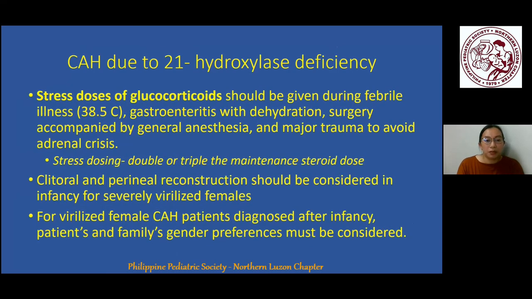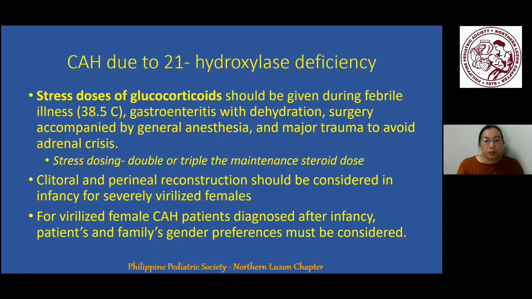Stress doses of glucocorticoids should be given during febrile illness and during gastroenteritis with dehydration, in times of surgery accompanied by general anesthesia, and when there is major trauma. This is to avoid adrenal crisis. Stress doses are also explained to the parents because they can give this if their child is sick. Stress dosing is we double or triple the maintenance steroid dose. So once the baby recovers, we can go back to the usual maintenance dose of steroid.